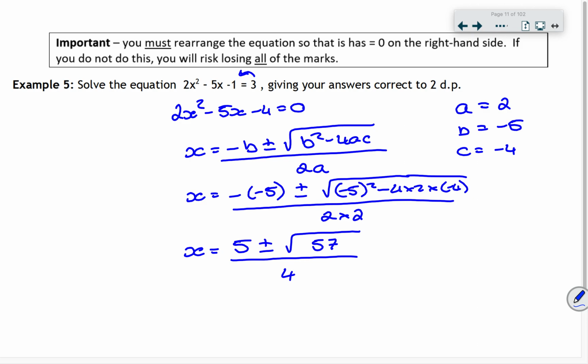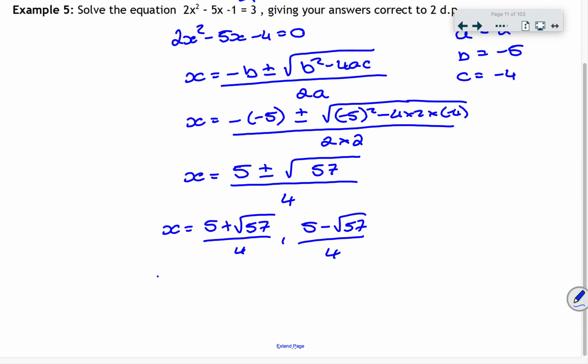And then split it apart. So we have x is equal to 5 plus the square root of 57 over 4, or 5 minus the square root of 57 over 4. So 5 plus root 57 divided by 4 will give me 3.137, or 5 minus the square root of 57 divided by 4 is minus 0.637.